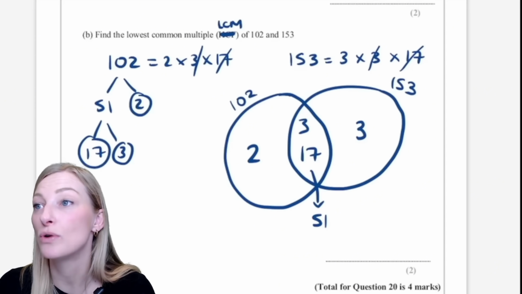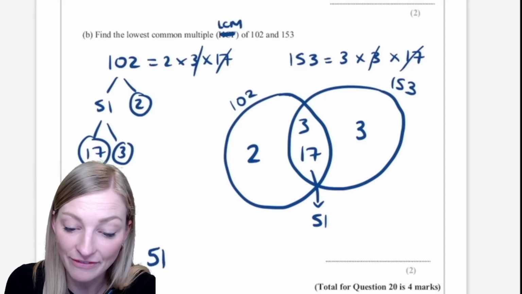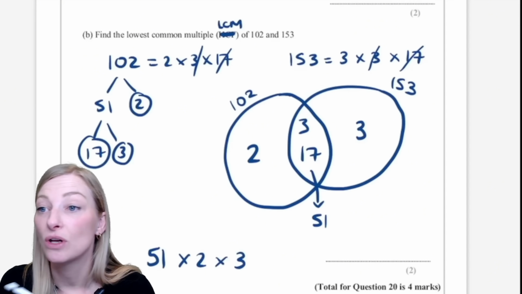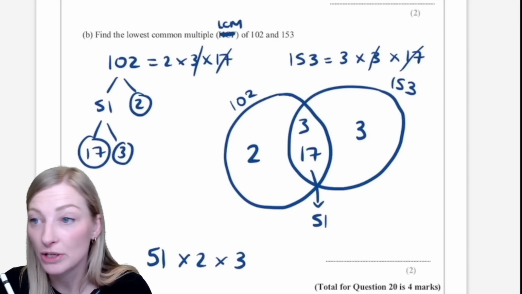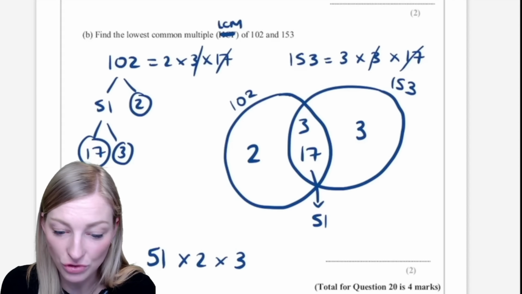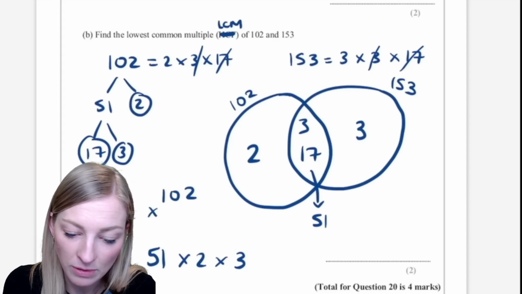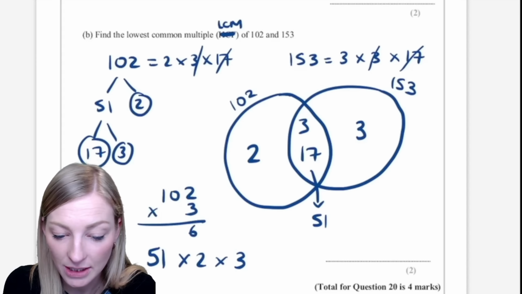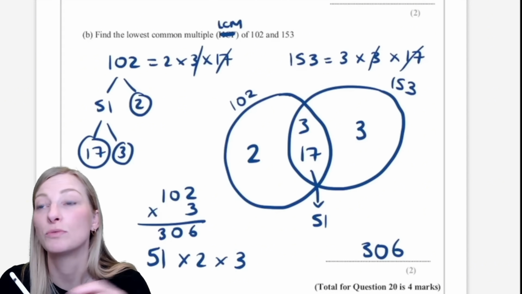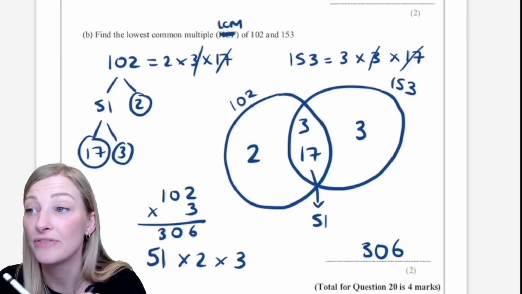If you want the lowest common multiple, you're then going to take that 51 and multiply it by any numbers left on the outside. 51 multiplied by 2 multiplied by 3. So 51 times 2 is 102. And I'm then going to multiply that by 3, which is 306. So that would be my lowest common multiple, the first number that's in both of their times tables.